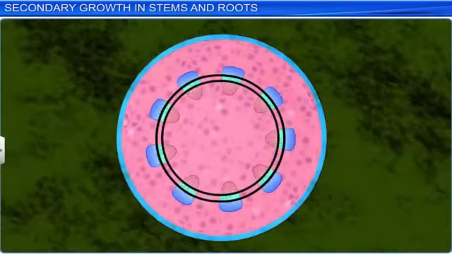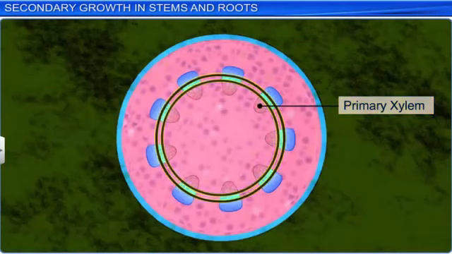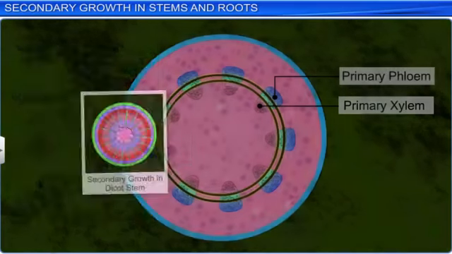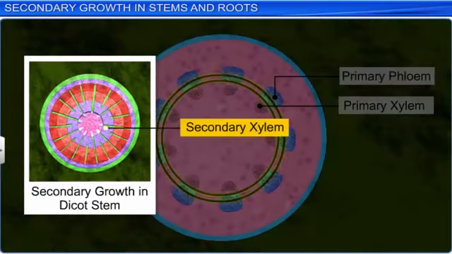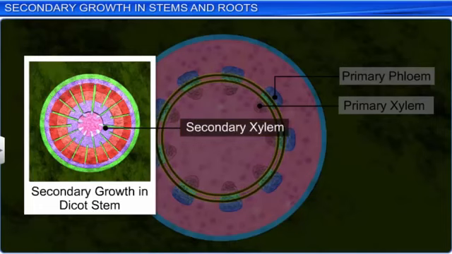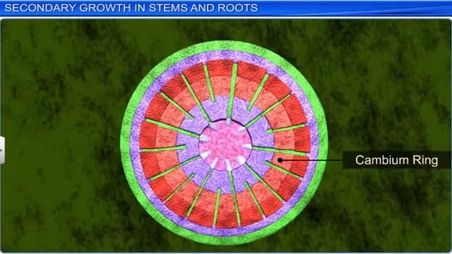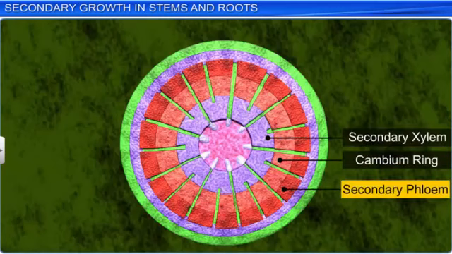At this stage, the cambial ring has primary xylem on its inner surface and primary phloem on its outer surface. Cell division takes place on both the sides of the cambial ring and results in the formation of secondary xylem on the inner surface and secondary phloem on the outer surface. Since the cambium is more active on the inner side, the formation of secondary xylem is more than secondary phloem.